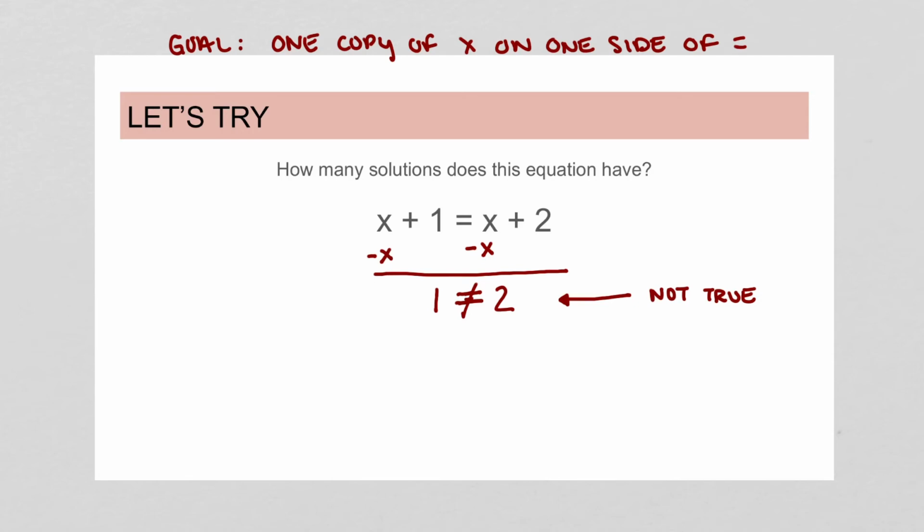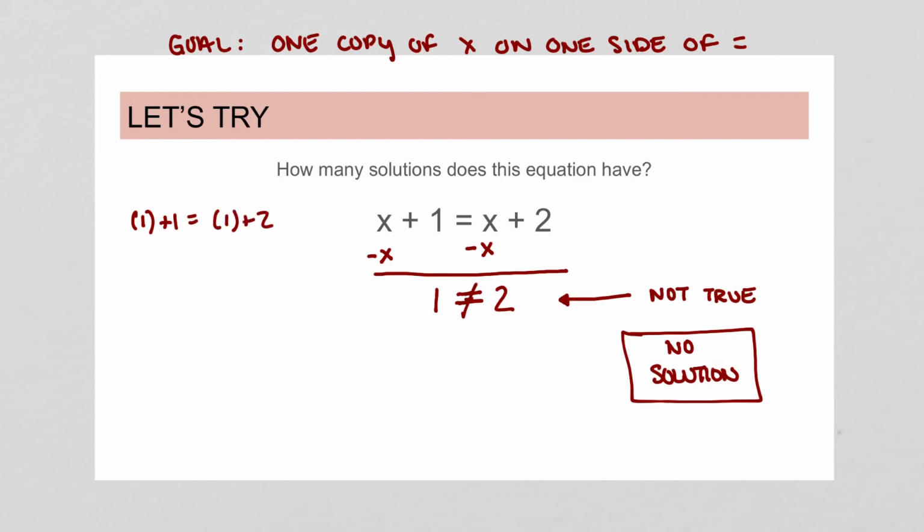It's not true now. It won't be true tomorrow. It's never going to be true, right? There is no truth to that. Well, if there's no truth to that, we would say there is no solution. And why would we say that? Well, because no matter what we plug into x, it's never going to make 1 equal 2. So if the value of x is 1, let's just try that. 1 plus 1 on this side equals 1 plus 2 on that side. Well, 2 equals 3. Nope.